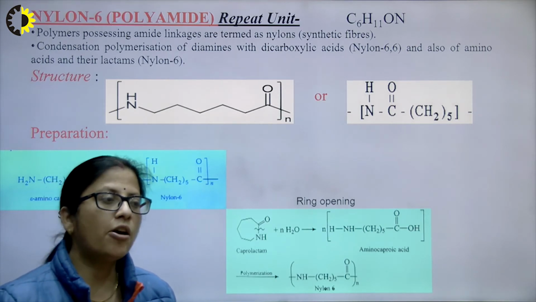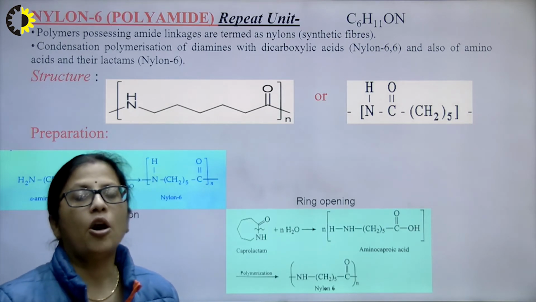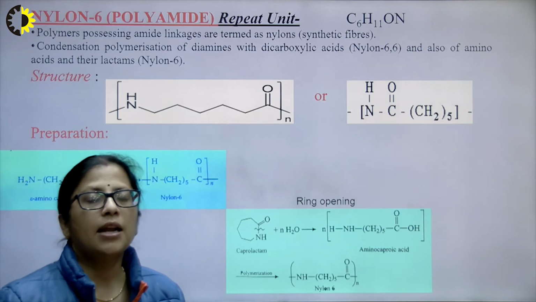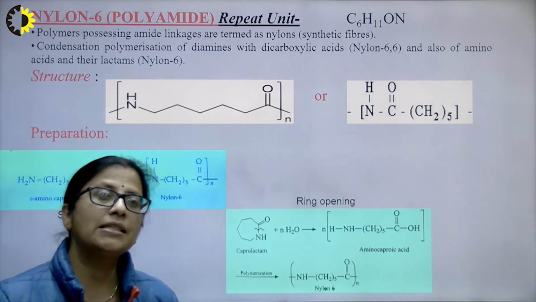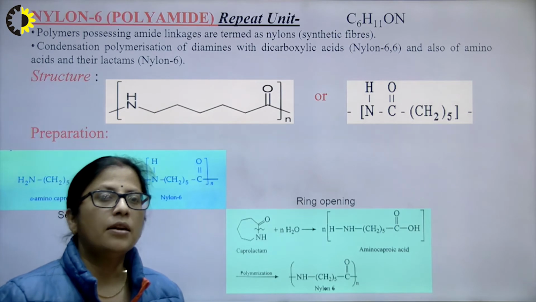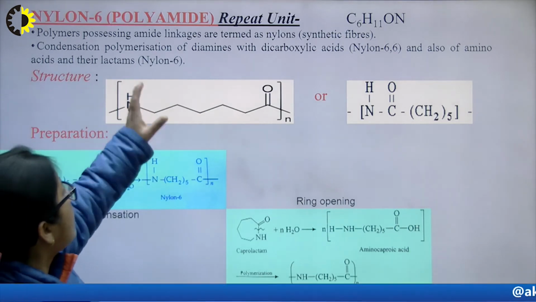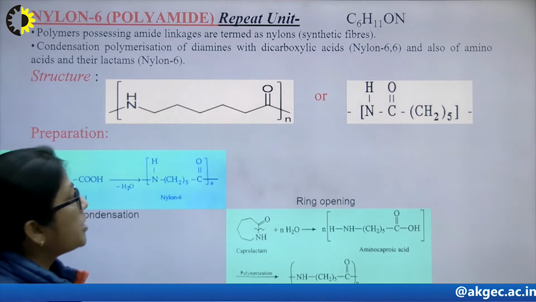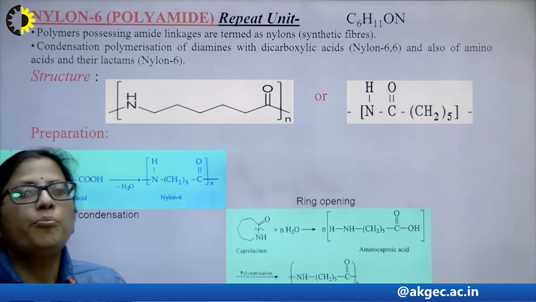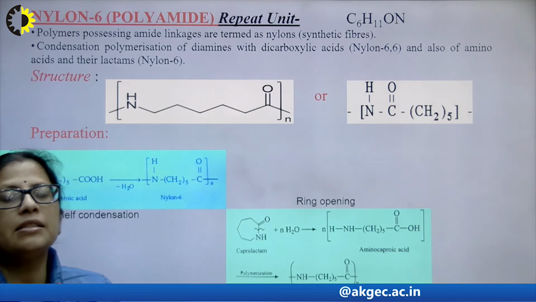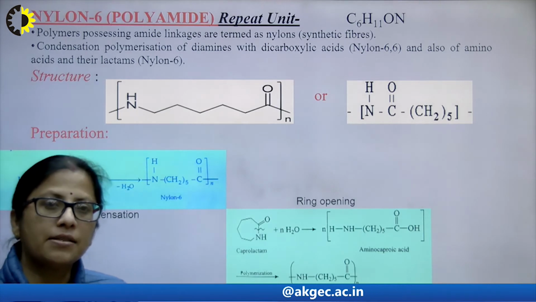So, the first nylon, or polyamide, that I am going to discuss today is nylon 6. Now, this nylon 6, as I have already said, has an amide linkage and it is a resultant of polymerization between diamines and dicarboxylic acid.